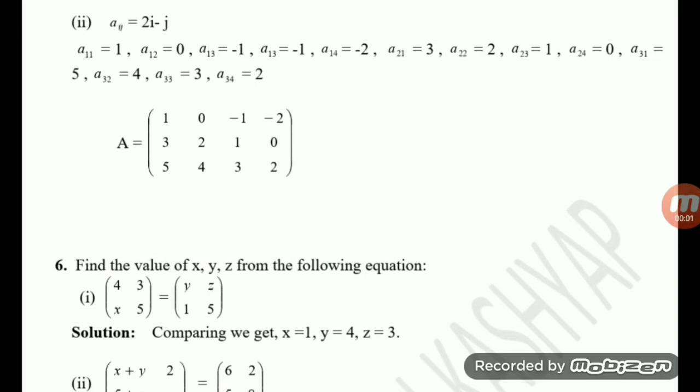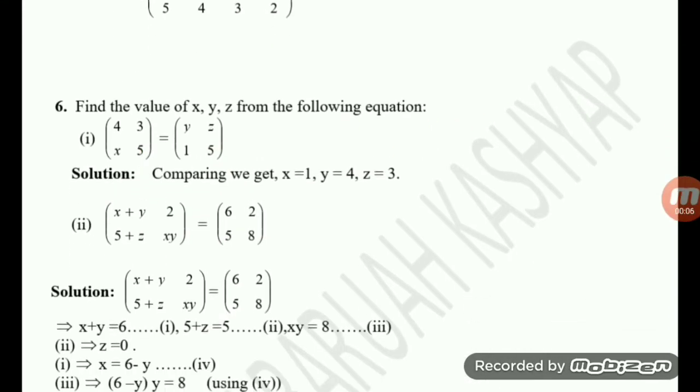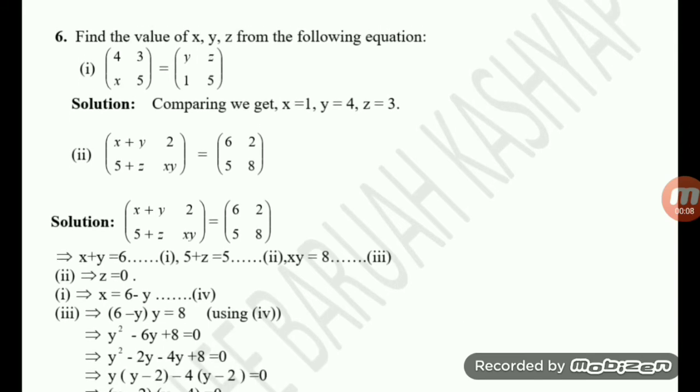Let us start question number 6. Your question is, find the values of x, y and z from the following equations. Your first question is, first row 4, 3, second row x, 5 is equal to first row y, z, second row 1, 5. So here these two matrices are equal, it is given. So equal matrices means their corresponding values are equal by definition.